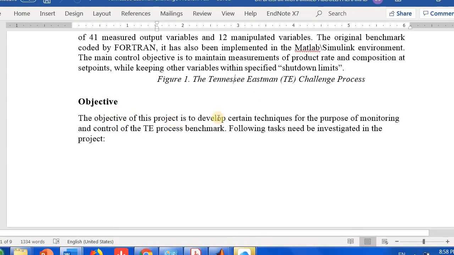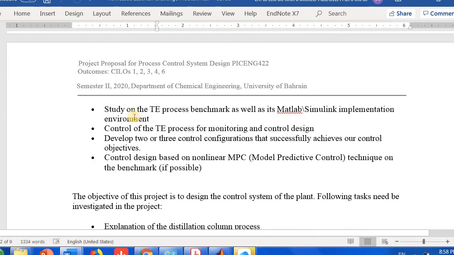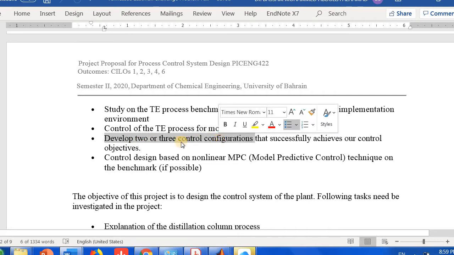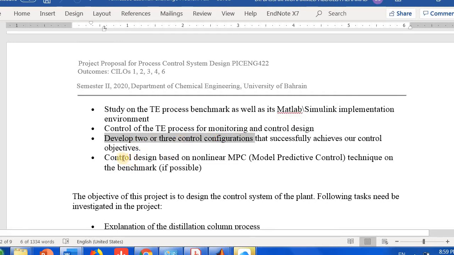The objective of this process is to develop certain techniques for the purpose of monitoring and control of the Tennessee Eastman process benchmark. The following tasks need to be investigated in the project. You're going to study the Tennessee Eastman process benchmark as well as its Simulink implementation, and after you study it, you're going to control it. You're going to develop 3 control configurations for 10/90, 90/10, and 50/50. Of course, each one will also have several configurations, it could be 2 or 3 for each specific one. Control design is based on nonlinear MPC.